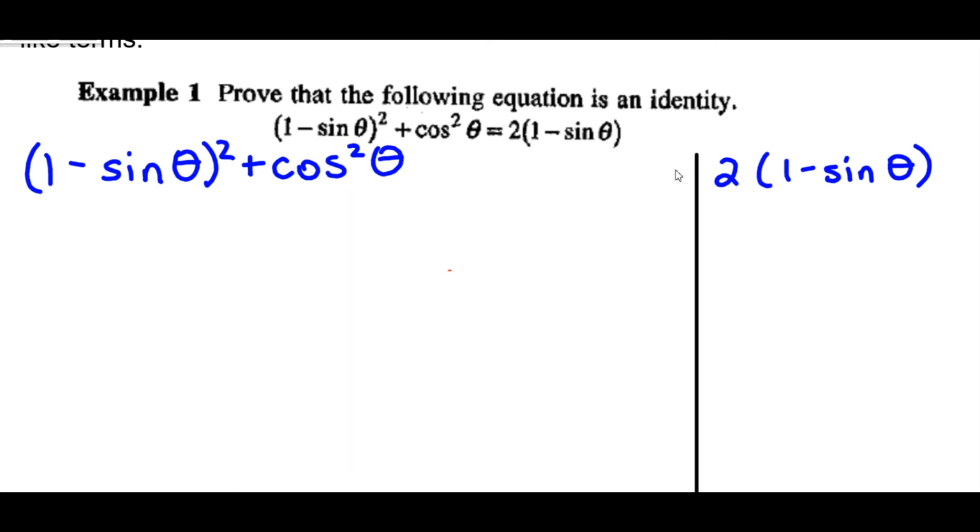Suggestion 1 asks us to begin with the more complicated side of the identity. So this side is more complicated. It's got squares in there, it's got an addition sign, it's got more than one trig identity. That is where we're going to start our work.